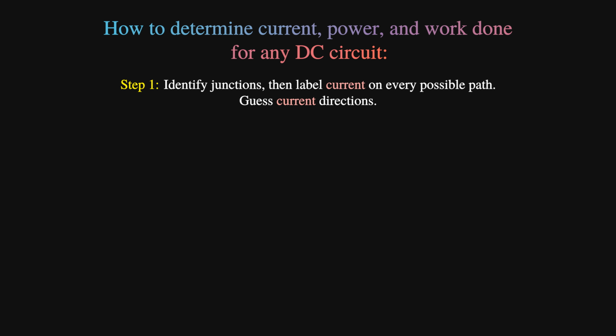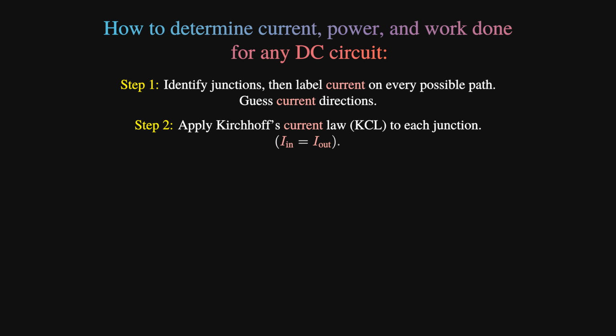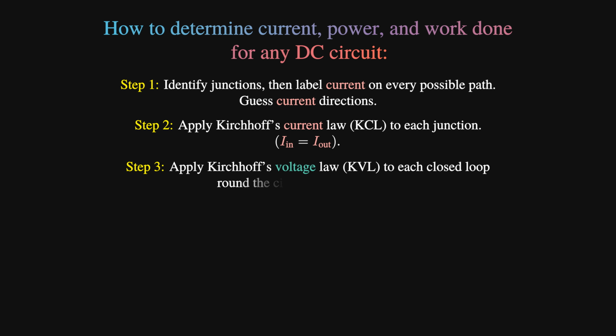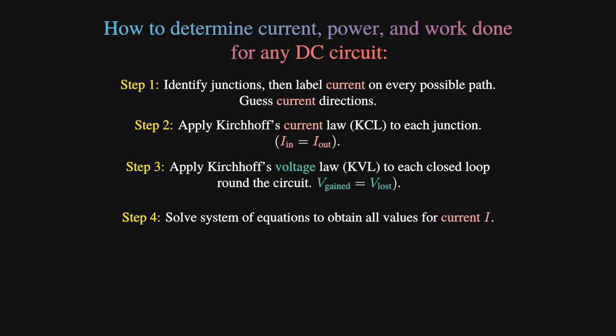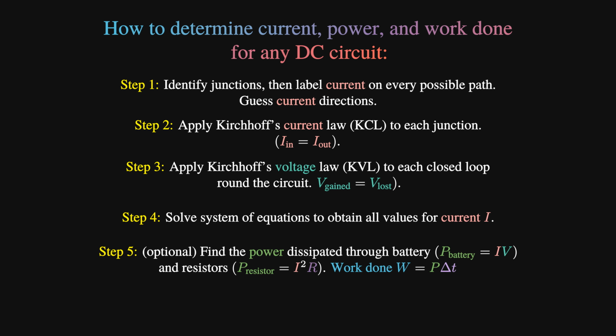Let's quickly summarize our strategy. Step 1. Guess the current directions and label the regions in the circuit with different currents. Step 2. Apply Kirchhoff's current law to every junction in the circuit. Step 3. Apply Kirchhoff's voltage law to every closed loop in the circuit. Step 4. Solve the system of equations to find the current everywhere in our circuit. Step 5. Use the current values and resistances to obtain the power dissipated through each resistor, and multiply by delta t to obtain the work done over a period of time.